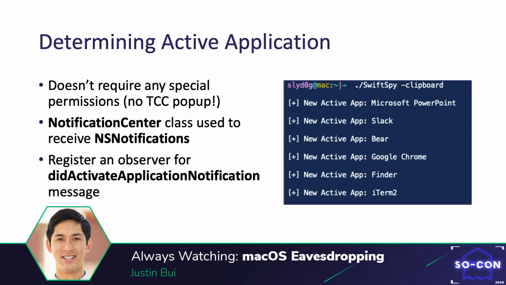This message is sent when the user changes their primary application. And when we register this observer, we can essentially receive that NSNotification when this event occurs. And when that event occurs, we'll just print out the current active application. So in the image on the right, you'll see me running SwiftSpy, and I'm just demoing the active application functionality. I clicked on PowerPoint, then I went to Slack, then opened up the Bear app, then Google Chrome, Finder, and iTerm.